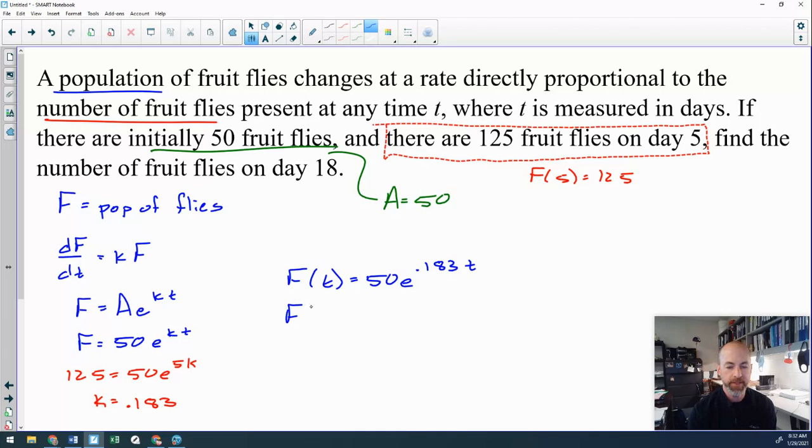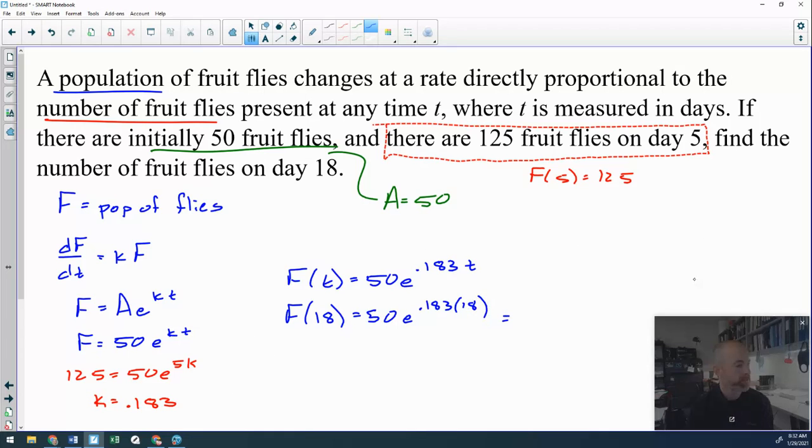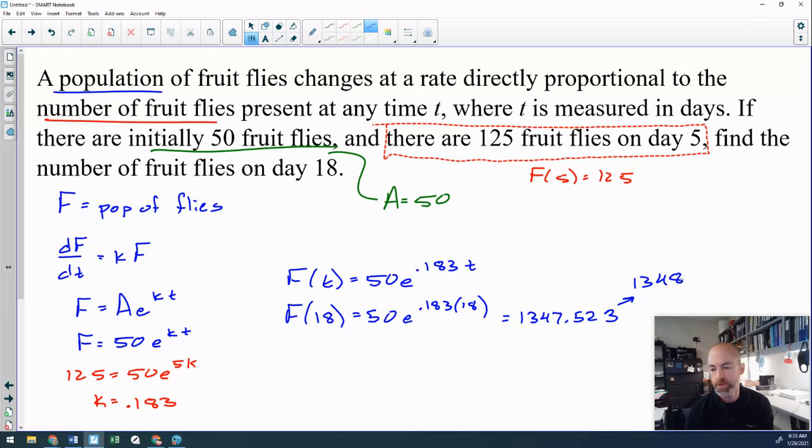And the reason I am finishing this problem, even though this is all pre-cal review, once I got to F equals a e to the kt, this became a pre-cal problem. I wanted to talk to you about the value of k and how important it is that you use the true value of k. If I plug in 0.183, like if I literally punch in 50 e to the 0.183 times 18, you will get a population of 1,347.523. And because we were talking about living beings, I would round that up to 1,348 fruit flies, or you could truncate it, either one would probably be okay. And these are typically multiple choice, so you would choose whichever one they give you.